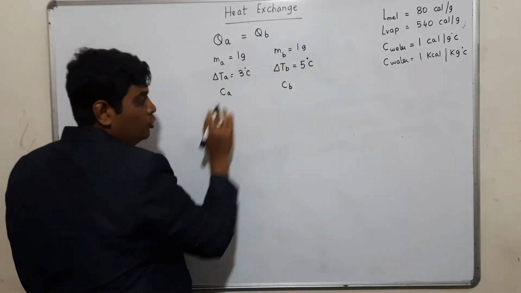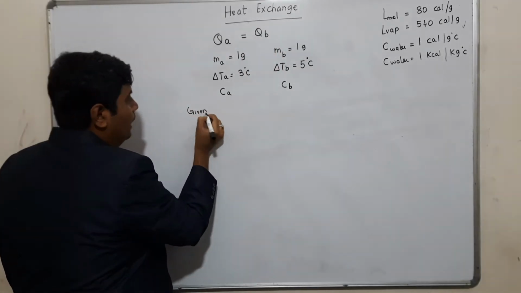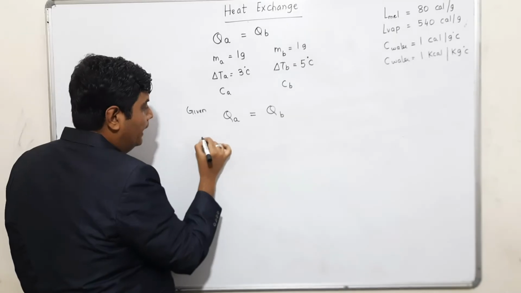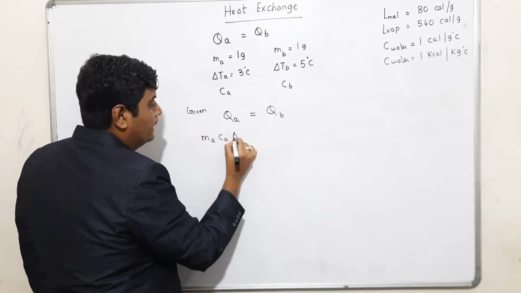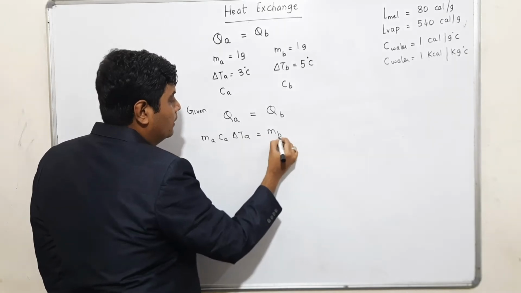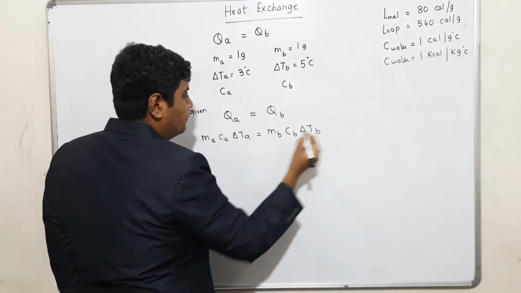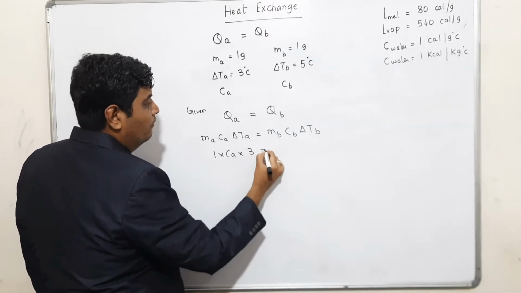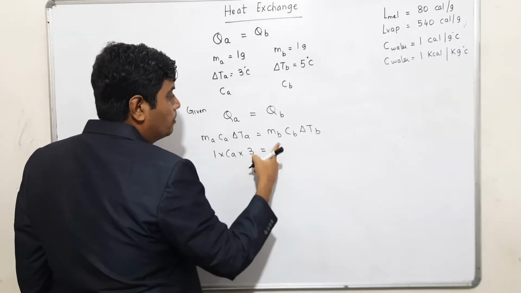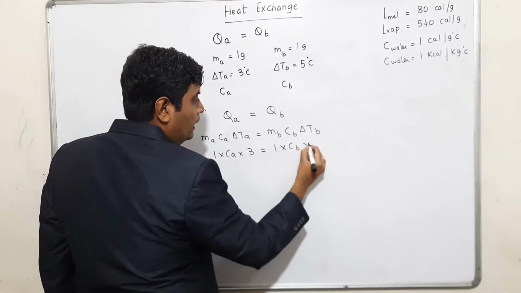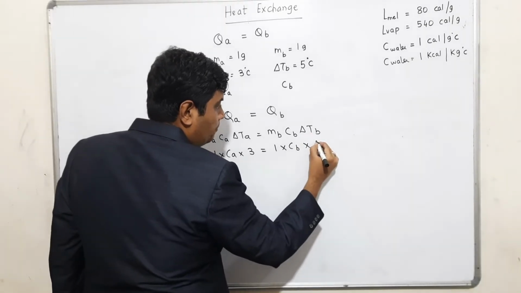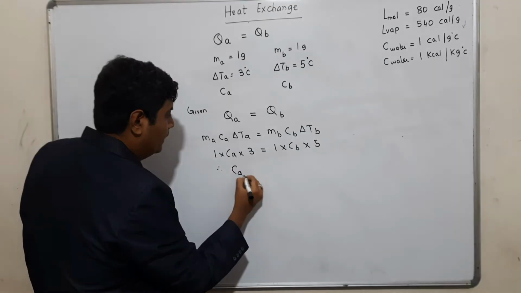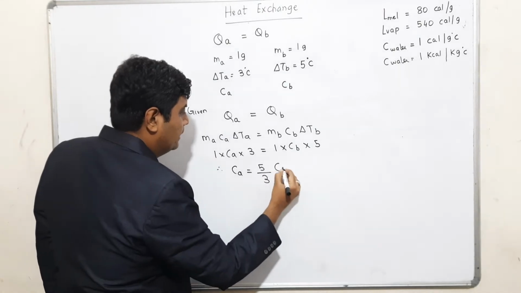Can I say Qa is equal to Qb? So what is given? Equal amount of heat is given. So Qa is equal to Qb. What is Qa? It is Ma Ca delta Ta, which is equal to Mb Cb delta Tb. So Ma is given as 1, Ca we don't know, delta Ta is given by 3, which is equal to Mb is equal to 1, Cb I don't know, delta T is given by 5. So therefore Ca I have over here. So Ca is equal to 5 upon 3 Cb.